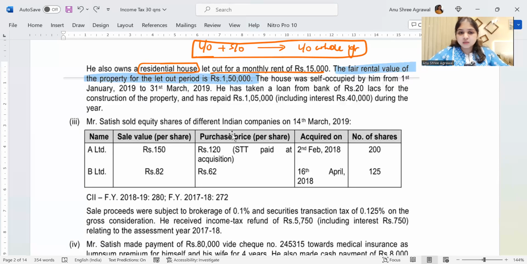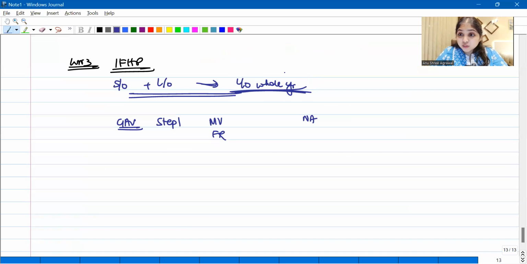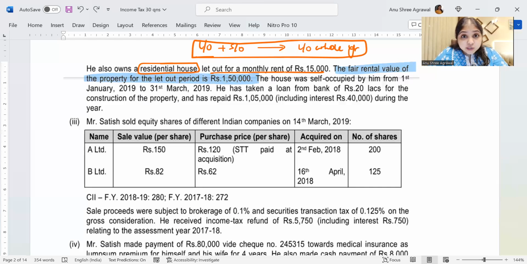Tell me. Do I need to make any adjustment? Guys, I need to make a major adjustment here because, see, read it fully. Fair rental value of the property for the let out period they have given to us. But I am going to treat it as if it is let out for the whole year, but they have given me fair rent only for the let out period.